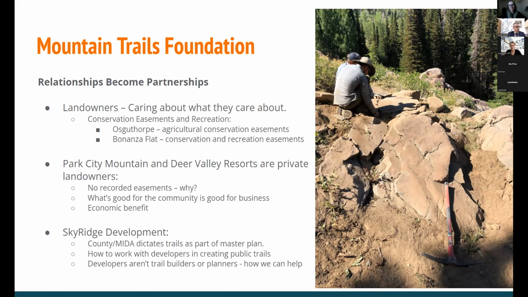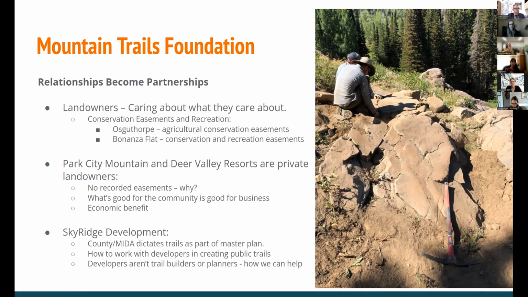I'm just going to tell some stories in the hopes that you can glean something interesting, or maybe it spurs some thought or a different way of thinking about what you're doing as you approach the recreation arena. So I'm not really talking about easements, but I'm going to talk about relationships that become partnerships, and how partnerships play into how trails can be built and maintained and expanded in a community.